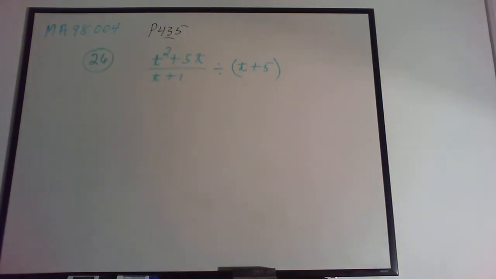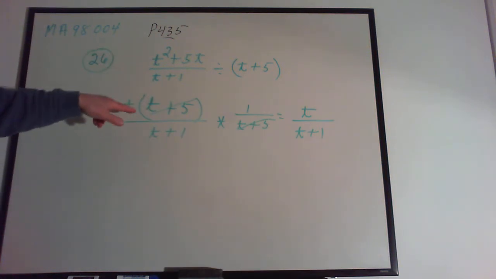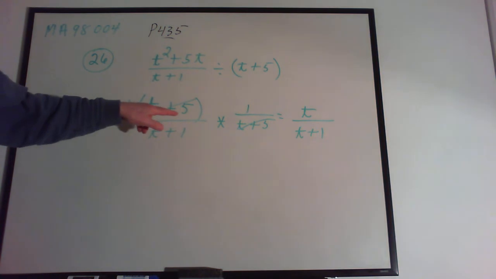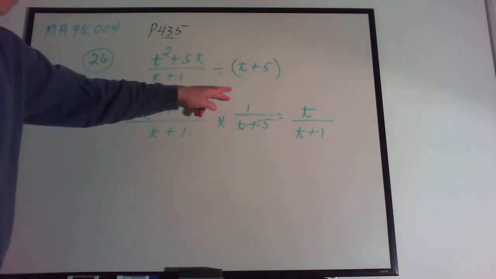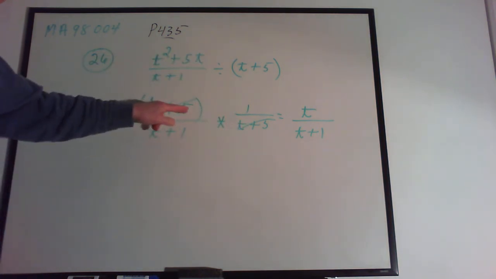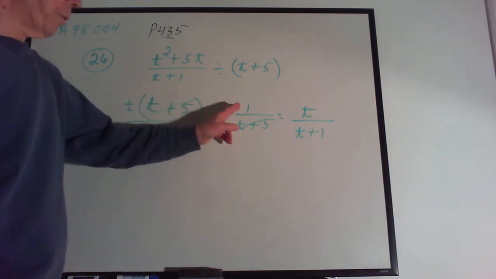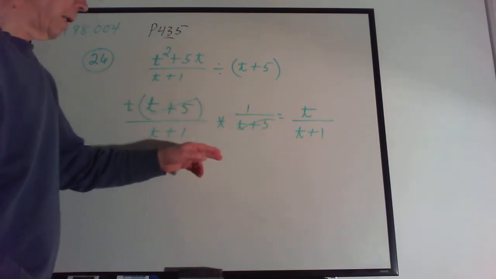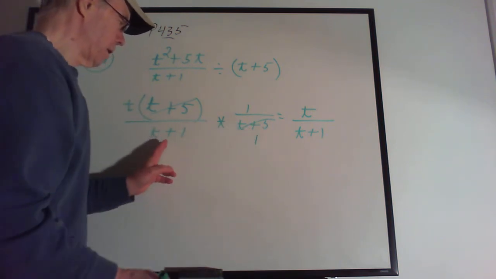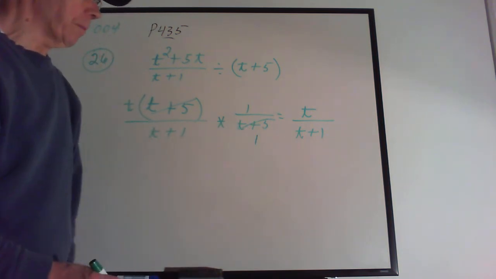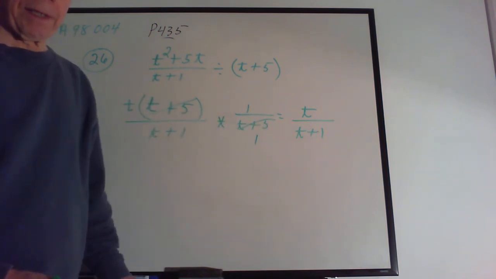Here's problem 26. Give it a try, see how you do with it. Pause the video, do the work. Check your work. All right, in fact, I get t times t plus 5. I inverted this, so I have 1 over t plus 5. The t plus 5s will cancel. So now I'm going to have t times 1 gives me t, and there's actually a 1 here. T plus 1 times 1 gives me t plus 5. That's it. Can't go any further.